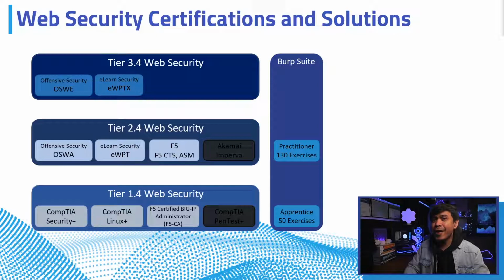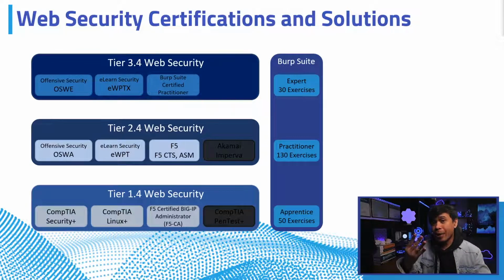Next and final tier. This time, the expert level, and it consists of only 30 exercises. Once you finish this, it's time to take Burp Suite Certified Practitioner. It's a 4-hour practical lab exam, and they are saying the Burp Suite Certified Practitioner exam is not as difficult as OSWE or EWPTX. So I recommend you take this certification first. And as you can see, we just need 9 certifications to be a web security expert.